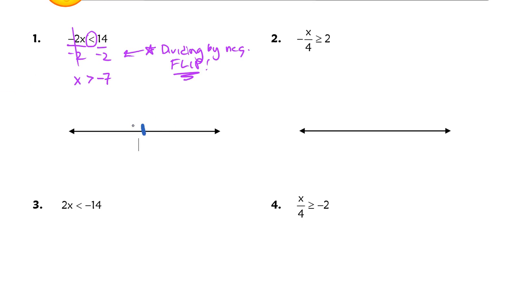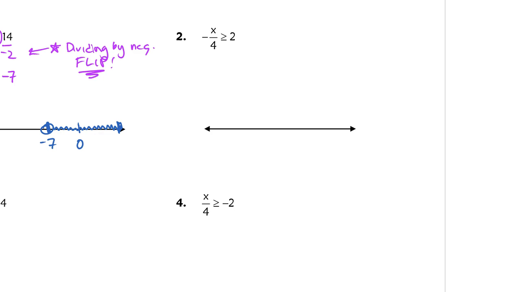I'm going to go ahead and just graph this real quick. On the number line here, we'll put a negative 7, and to the right we'll put a 0. We'll have an open circle and shade to the right. We need to make sure that we always flip the sign when we divide or multiply by a negative.